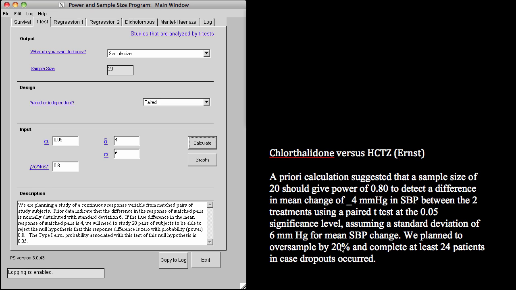And if we do 20 times 20%, that is equal to 4, so they added 4 patients on in case dropout occurred, and realized that is 20 patients in both groups. So let's move on to our next example.